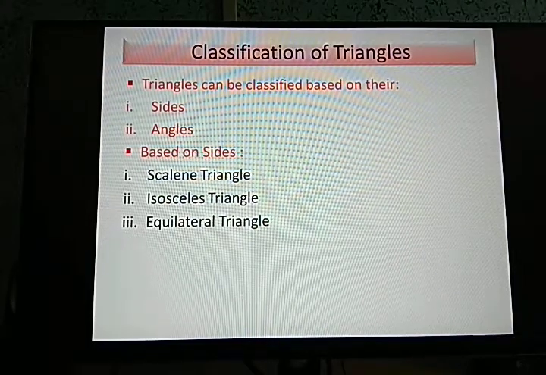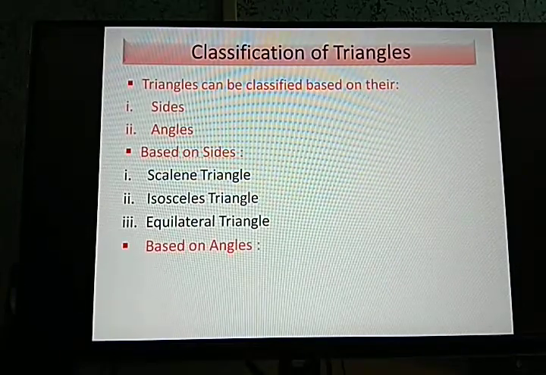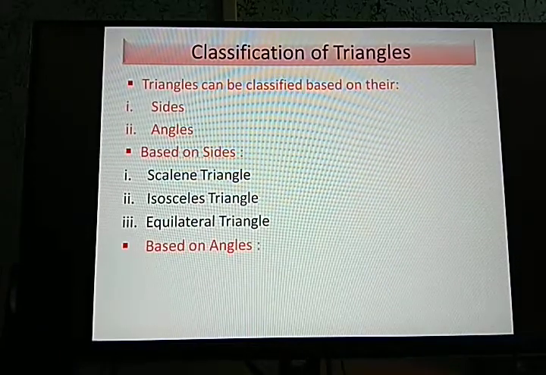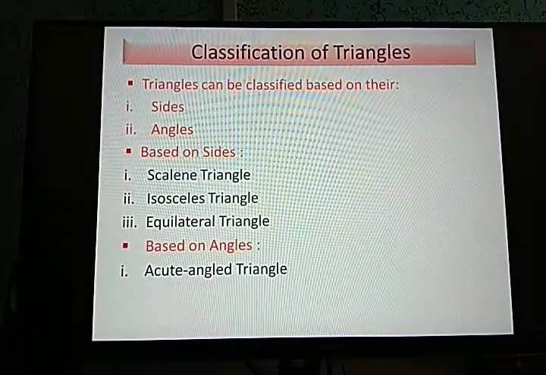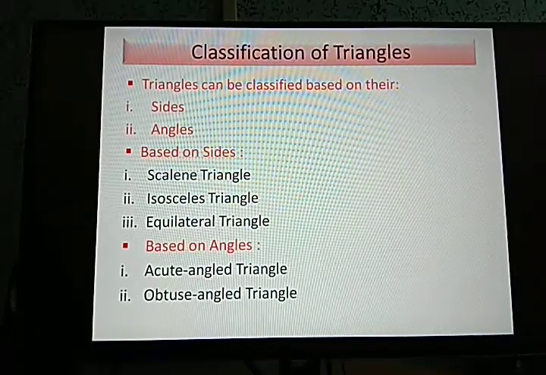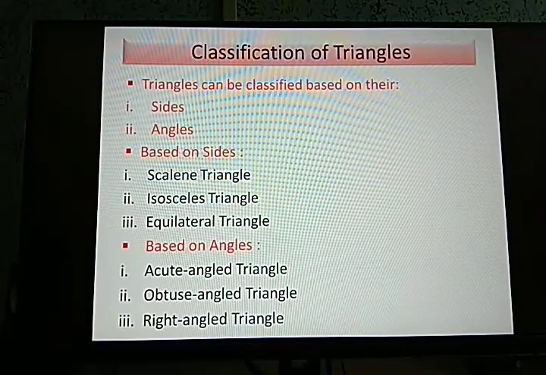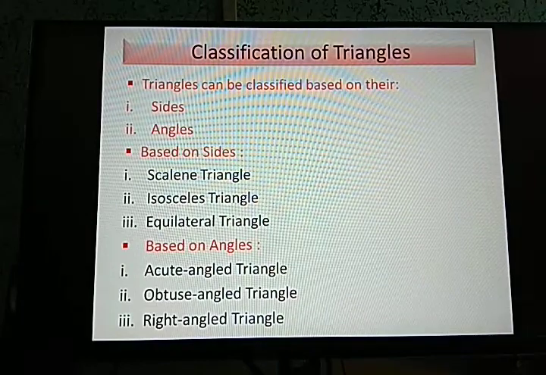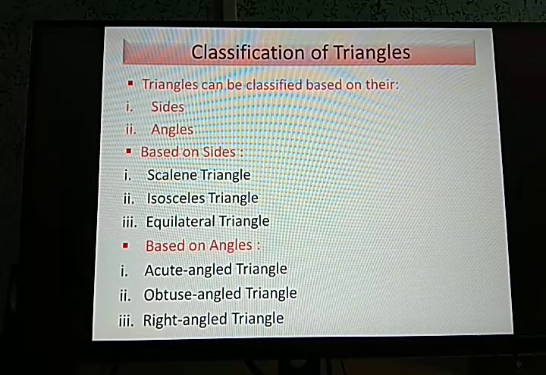And what about the types of triangles based on their angles? Same. There are three types of triangles based on their angles. Number one is acute angle triangle, number two is obtuse angle triangle, and number three is right angle triangle. So these are the different types of triangles that can be formed based upon their sides or angles. So let us now discuss in detail.